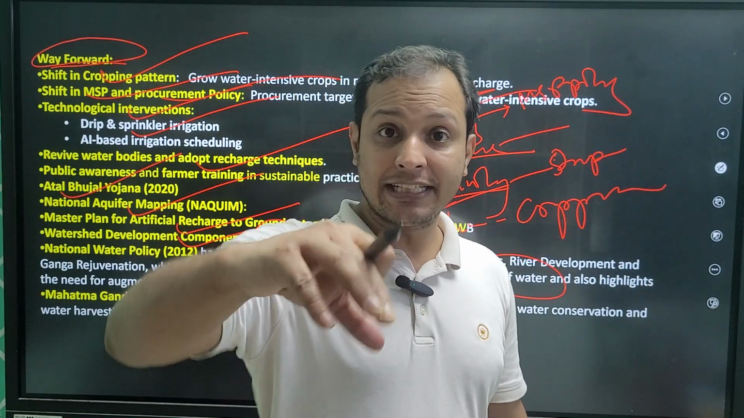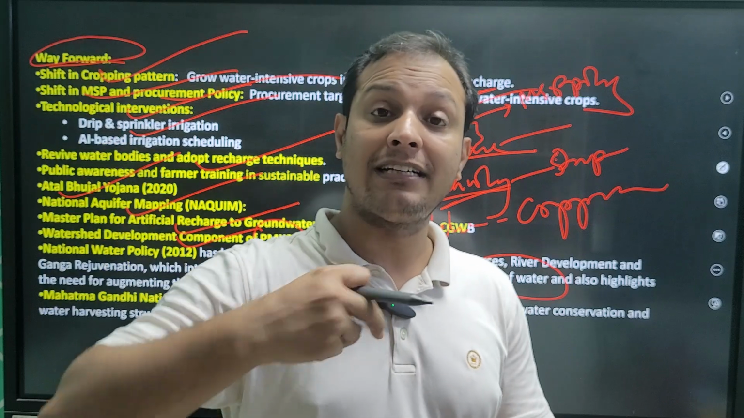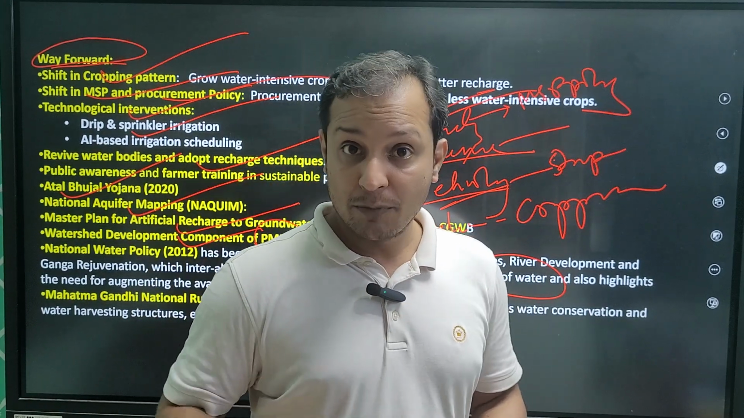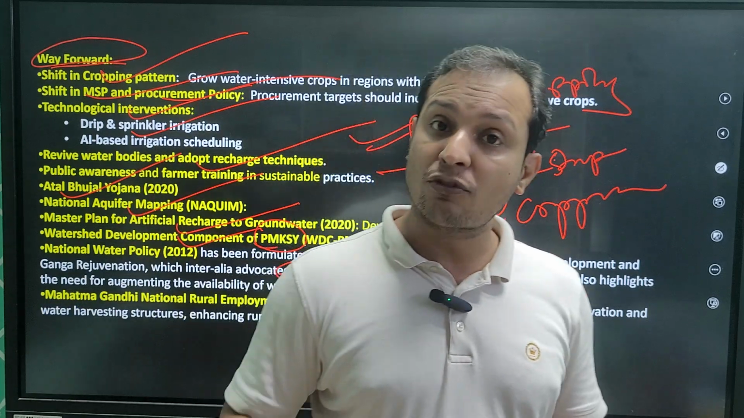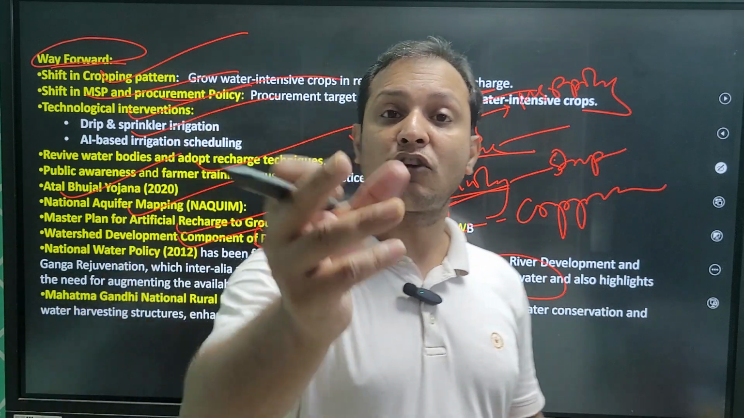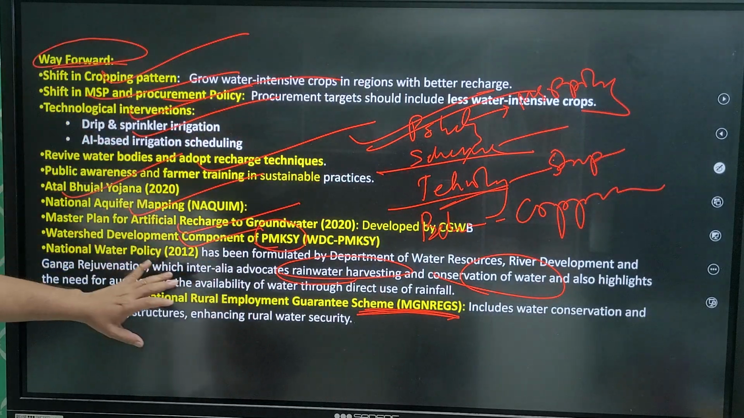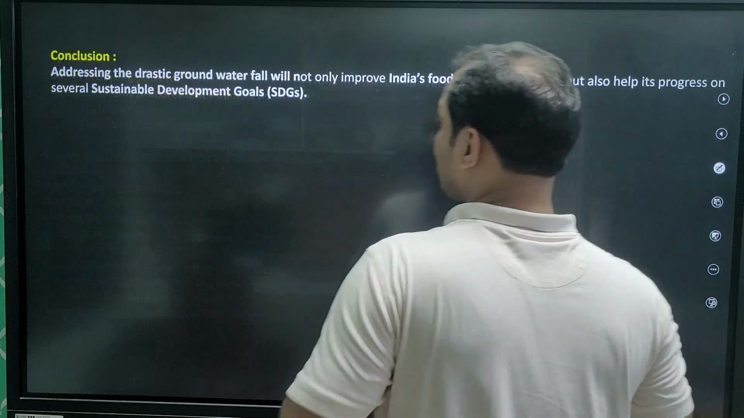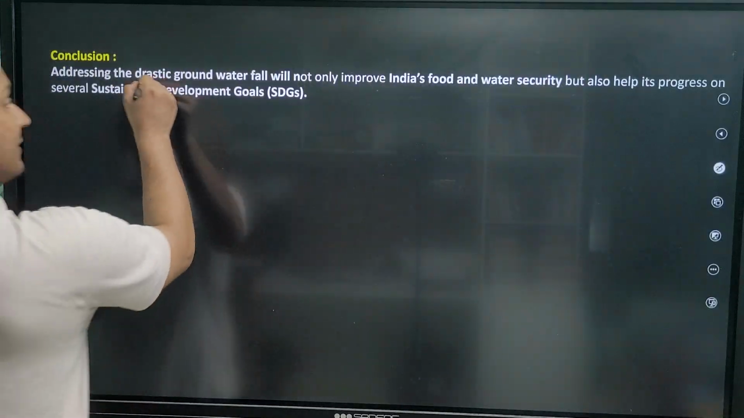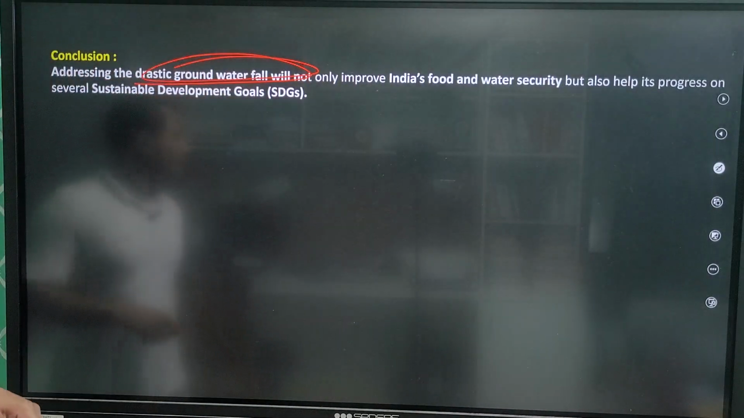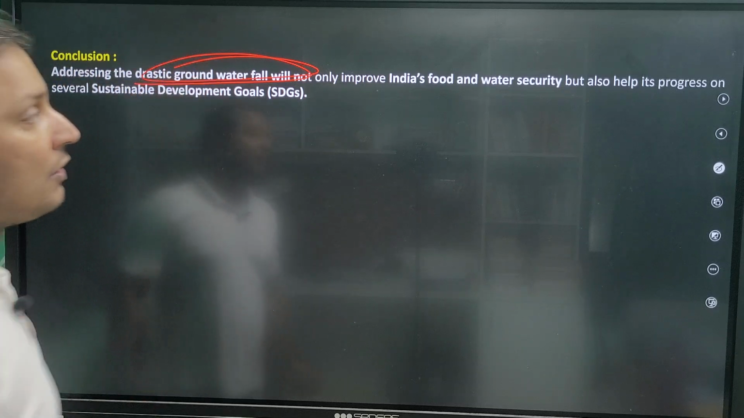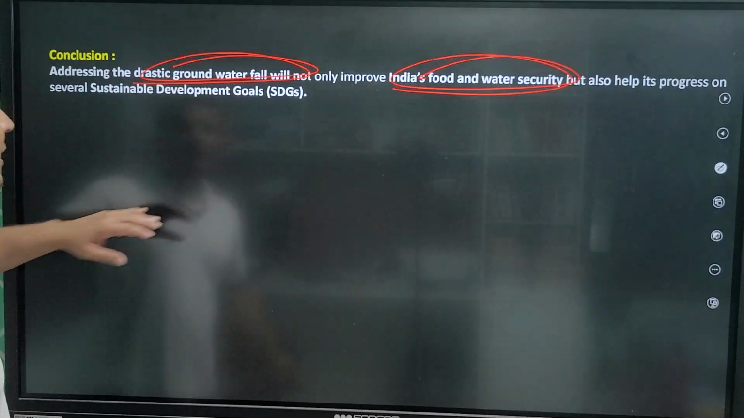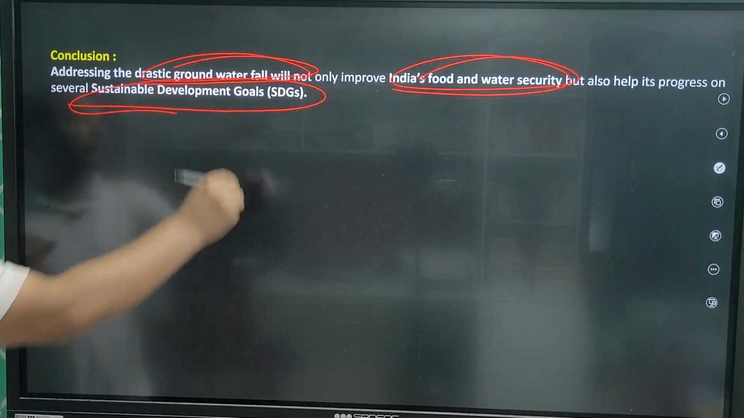You see how I am linking to other concepts of the syllabus like cropping pattern. Diversification of cropping pattern must take place to conserve water, because if you want to conserve water, you have to move away from water intensive crops. So this is the way forward. And then do not end here. Write a one-line conclusion. What is the one-line conclusion? You will say that addressing this drastic groundwater fall will not only help in food and water security, but also help in achieving sustainable development goals.